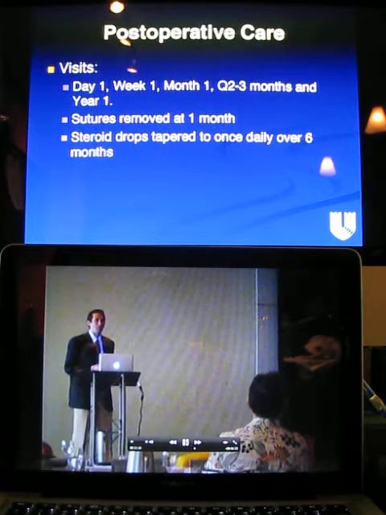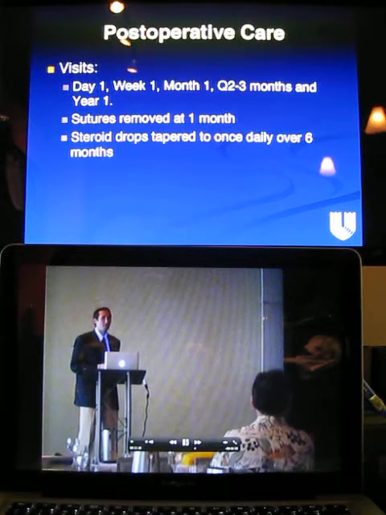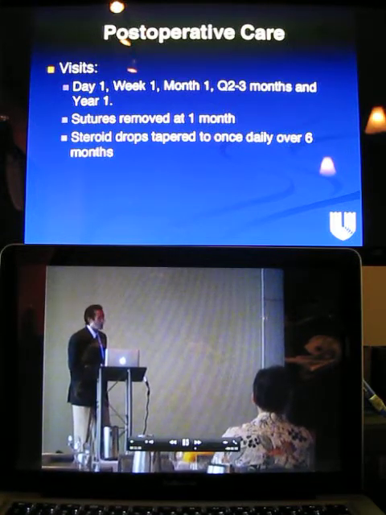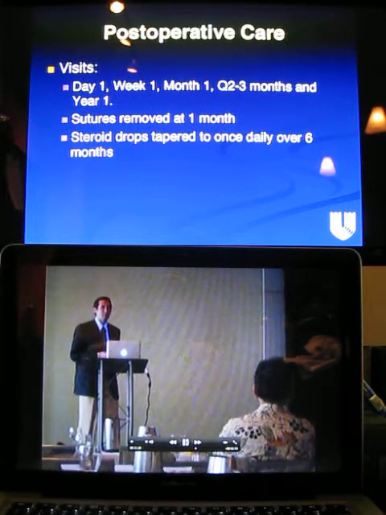Patient is seen at day 1, 1 week, 1 month, and every 3 months afterwards. All sutures are removed at 1 month, and those steroid drops are tapered down to once a day after 6 months.